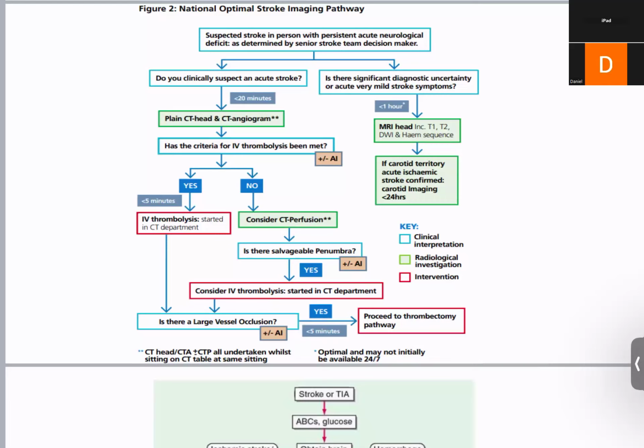On the other hand, if it is a very mild stroke-like symptom or a TIA-like symptom, the NICE 2022 guidelines suggest to take MRI with a diffusion weighted sequence within 1 hour if possible. And if a carotid territory acute ischemic stroke is confirmed, then carotid imaging, that is Doppler, should be done within 24 hours. That is the cutoff they have given, sir.